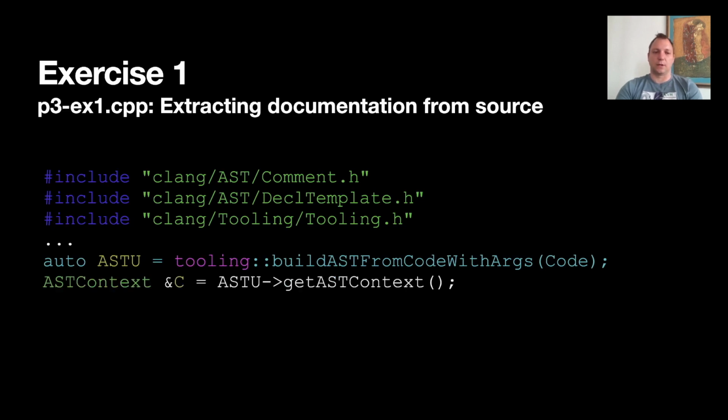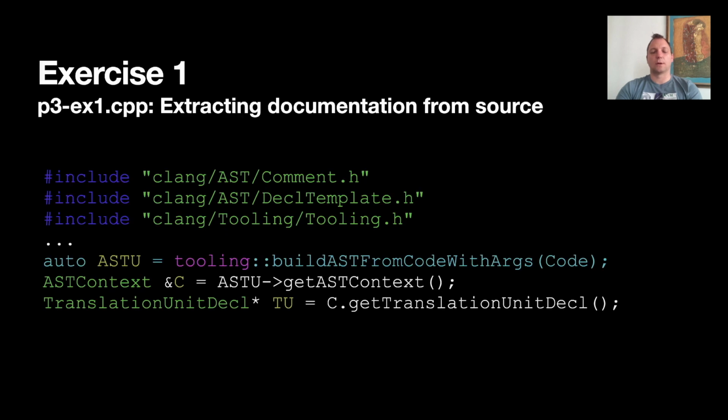So it's like a piece of AST. Then we can use this AST unit to get the AST context. This is like a major object in Clang, which deals with allocation, deallocation of AST nodes, and so on. And then we want to get the top of this directed acyclic graph known as the AST. And this is done by getTranslationUnitDecl.